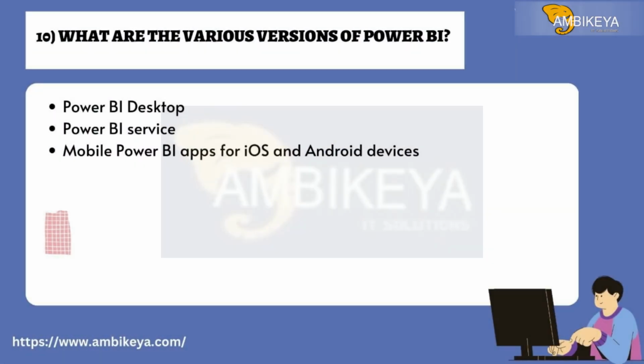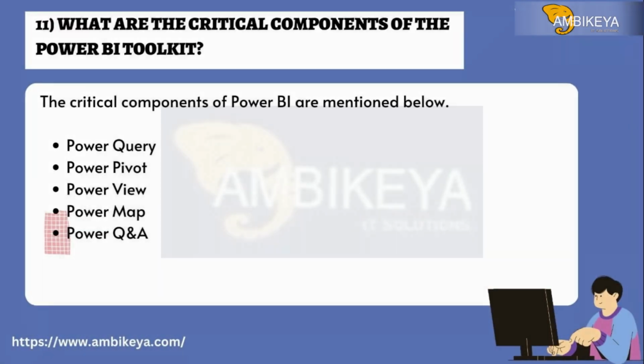Question number 10. What are the various versions of Power BI? Power BI Desktop, Power BI Service, and mobile Power BI apps for iOS and Android devices. Question number 11. What are the critical components of the Power BI Toolkit? The critical components of Power BI are mentioned below: Power Query, Power Pivot, Power View, Power Map, Power Q&A.